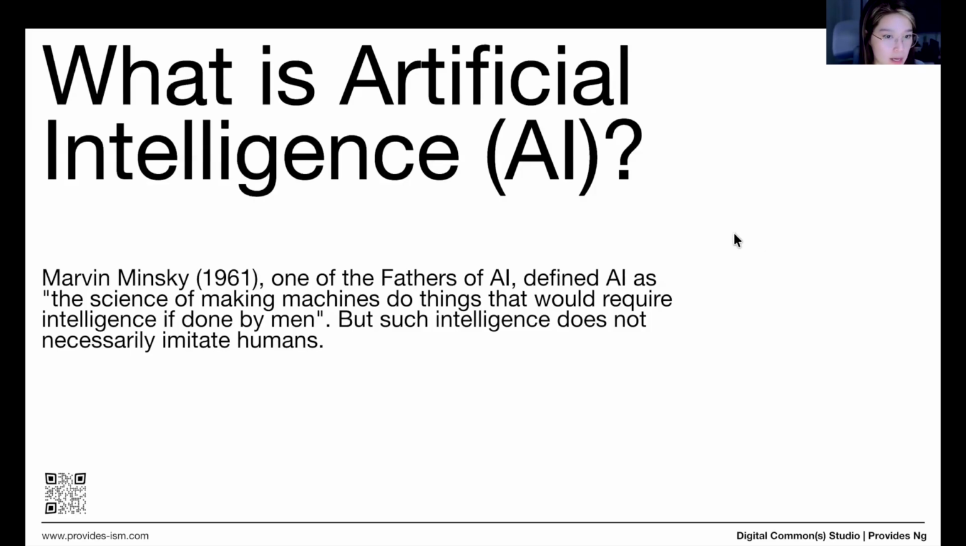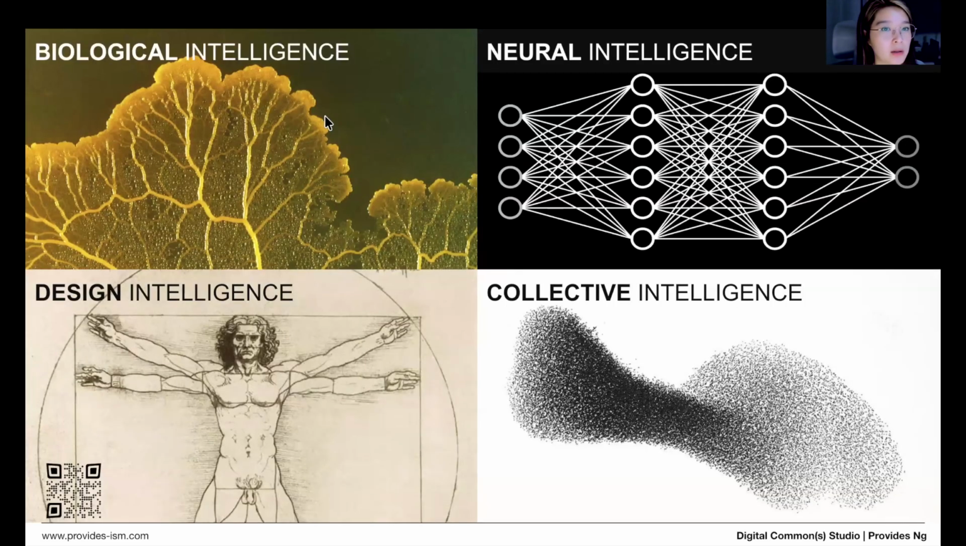And as one of the fathers of AI, Marvin Minsky, proclaimed in 1961, it is the science of making machines that do things that would require intelligence if done by humans. However, this intelligence does not necessarily imitate humans. For instance, we know there are biological intelligences without neurological synapses that are able to survive harsh environments. Neurointelligence need not explain. Design intelligence, the architect's intelligence, how do we encode them in algorithms?